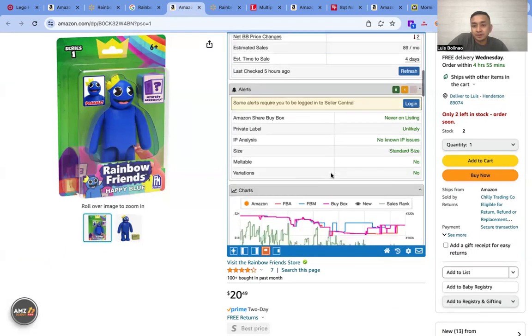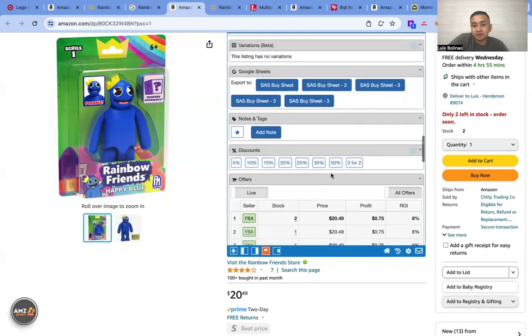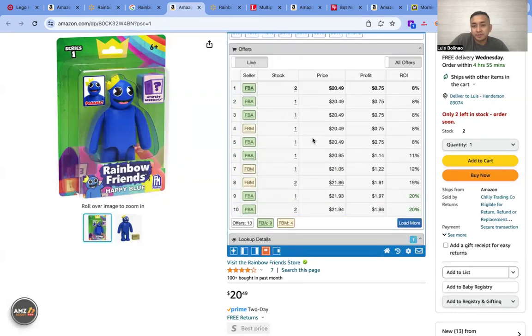And then from here, I look and see if the market is really at that price. So to me, the market is really selling at that price, right? So 2049, 2049, 2049. It's pretty much selling at this price, and it's giving me an 8% ROI, right? So to me, this product is automatically disqualified because it's below my 20%.